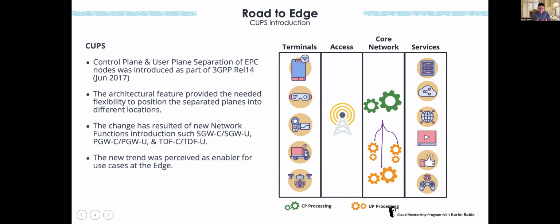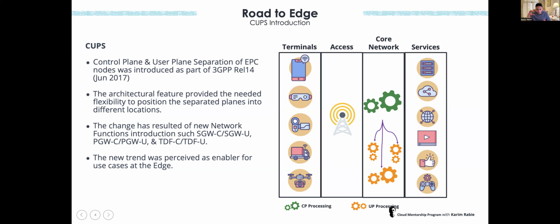So it gives the flexibility that you can split the core node into control plane processing and user plane processing. For example, if you have a P gateway, which is the gateway in the 4G, you can have a P gateway C, which is the control plane, and a P gateway U, similar to S gateway C and S gateway U. So that was the split. And by that time, the split was there, but there was no explicit use case that you would take the user plane and put it in different data centers.